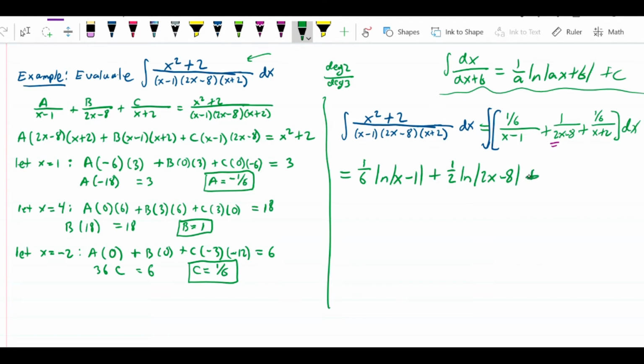And then plus 1/6 ln of x plus 2. This is actually a circumstance where the integral of 1 over x plus 2 actually is ln of x plus 2. So you just have to know when that's true and when it's not. And I invite you, as to this term, to integrate this by u substitution, and you will see why that 1/2 needs to appear. So here's the answer.